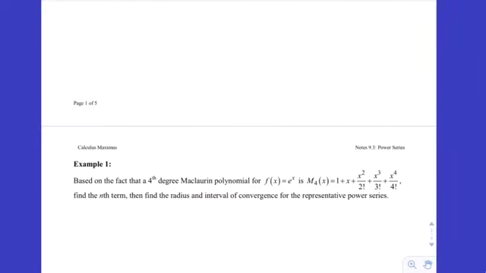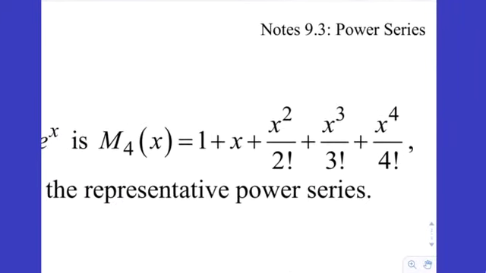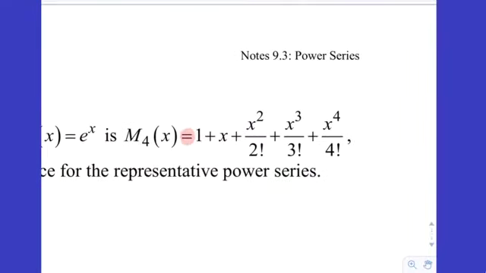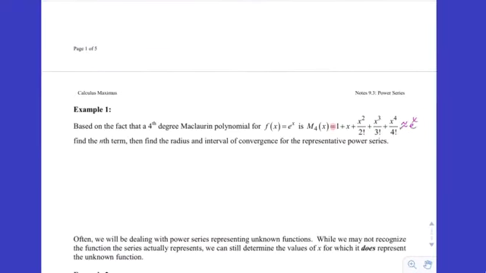Based on the fact that a fourth degree Maclaurin polynomial for f of x equals e to the x is this, the fourth degree polynomial is equal to that, and that we say is approximately e to the x, right? Approximately. Why is it approximate, not equal? Finite number of terms, right? There's not infinitely many terms. Finite number of terms, it only approximates it. It says to find the nth term, then find the radius and interval of convergence for the representative power series.